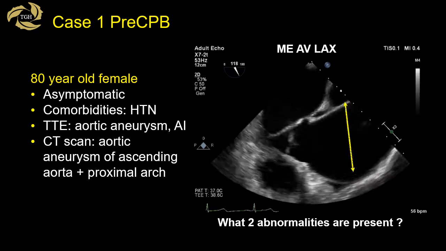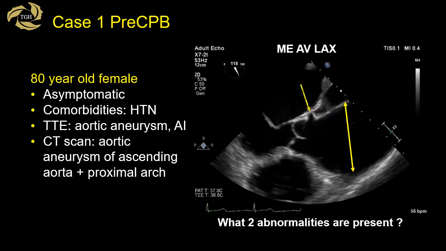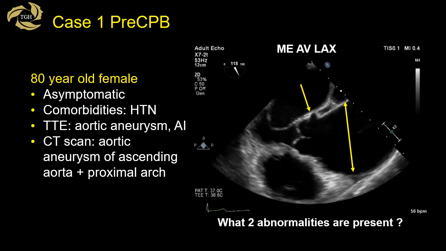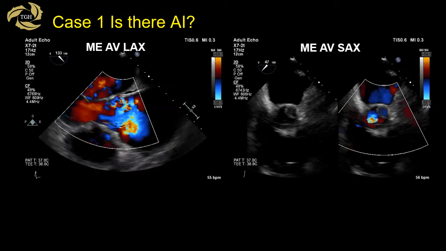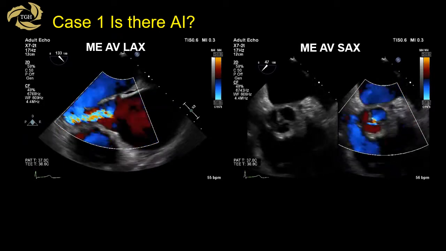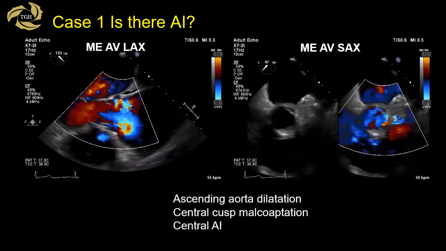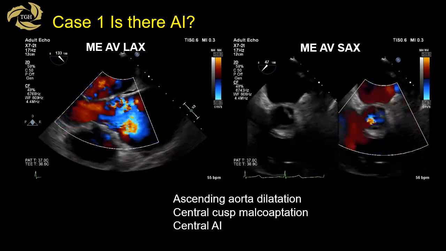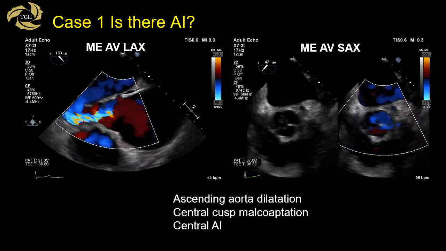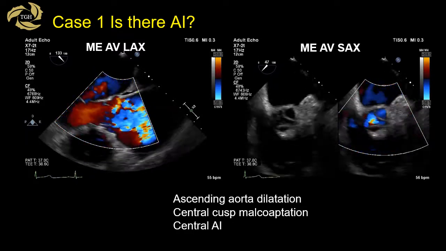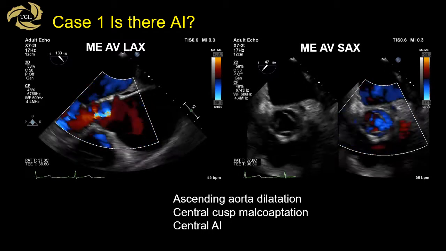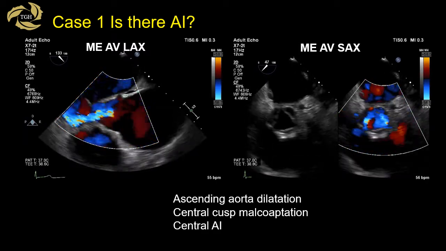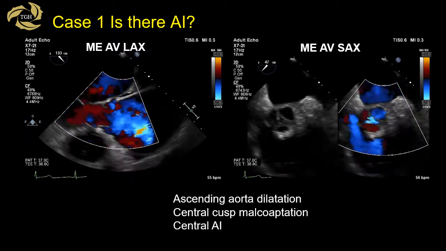It is obvious the patient has a dilated ascending aorta. What is less obvious is the abnormal position of the coronary artery. Color Doppler at a Nyquist of 58 centimeters per second shows the presence of AI in the mid-esophageal aortic valve long axis and mid-esophageal aortic valve short axis views, and helps to establish the central location of the aortic insufficiency. The simultaneous 2D image shows thickened aortic cusps edges and central malcoaptation.